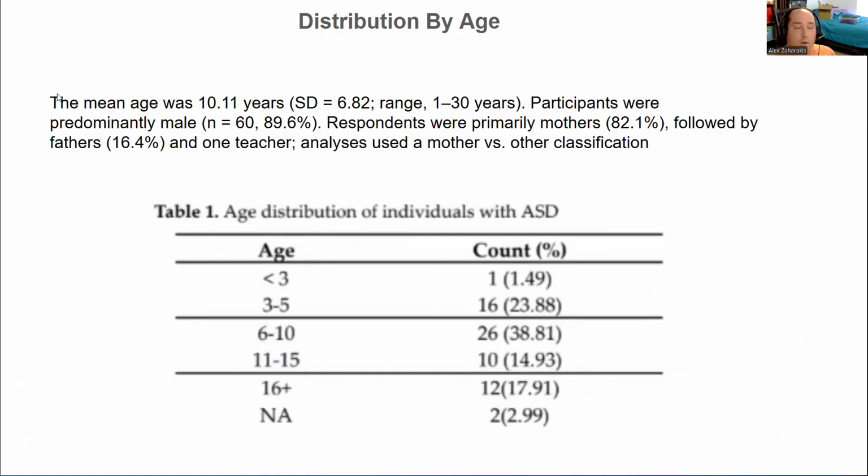So this is another view of this data, where we're looking at the age range, the percentage of the 67 participants here. The mean age for participation in this gut balancing program for this period was about 10.1 years old, standard deviation about 7. The range was about 1 to 30 years old. Most of the individuals were male, about 90 percent of them. Most of the responses were given by mom, about 82 percent, followed by fathers, and then teacher or some other classification.